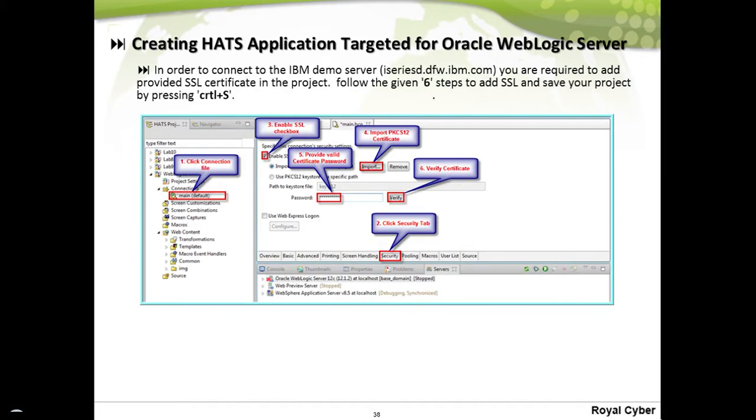Now one more thing is to add the SSL certificate in order to connect to this IBM demo server. For this, click the connection file, that is main, in the connection folder. Then you will see the different tabs. Click the security tab and enable the SSL checkbox, then import the provided certificate and provide the valid certificate password, and just click verify, just to make sure that the provided password and certificate are valid, and then save your project.